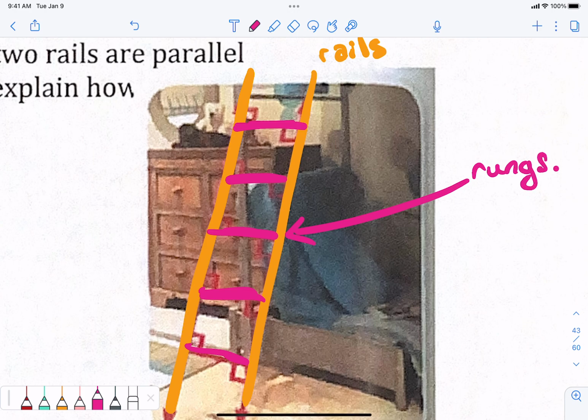Now, you've never heard that? I haven't. Rails and rungs? No? I've heard of steps, right? Like the step. Yeah, okay. No, they're rungs. Anyway, whatever. Okay, they're rails and rungs.